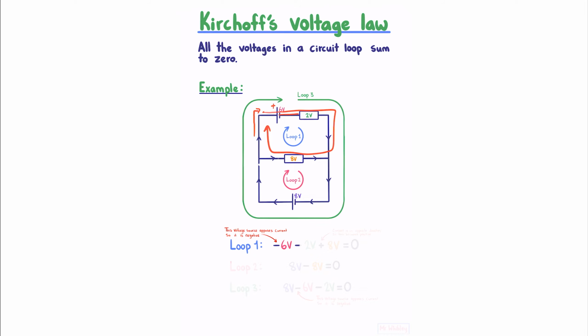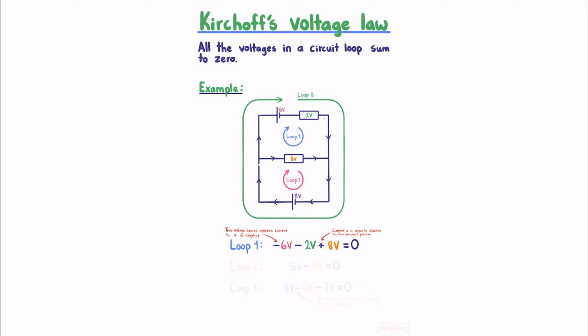Continuing around, we encounter our 2-volt resistor, which is subtracting 2 volts from our current, and then continuing around from there, we encounter our resistor of 8 volts, and while we would usually subtract this because it's a resistor, because the current is in the opposite direction to our analysis, we instead add this value. So the current is in the opposite direction, so this becomes positive. That completes our loop, and so all these values must sum to 0.